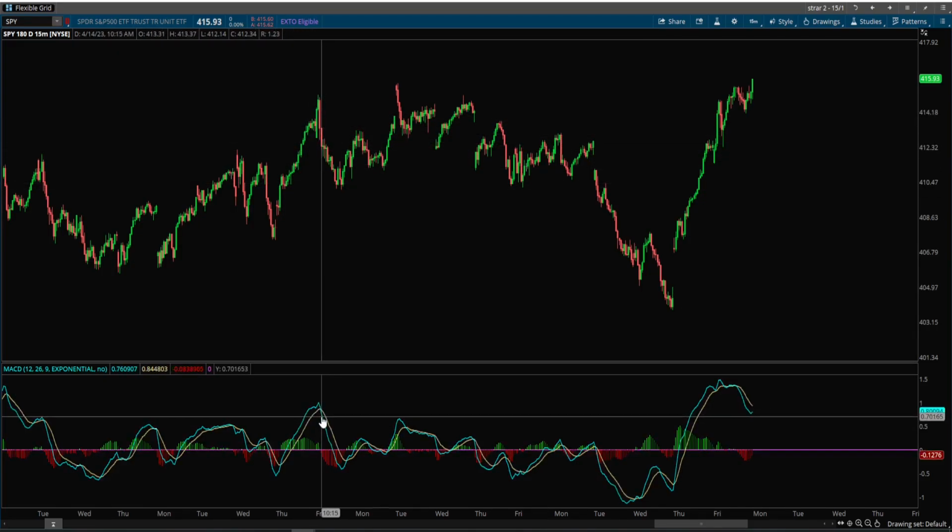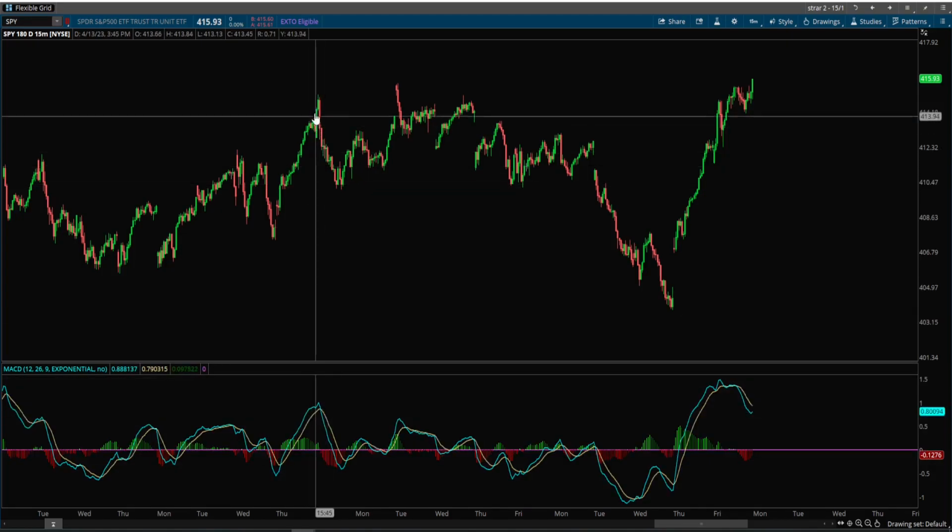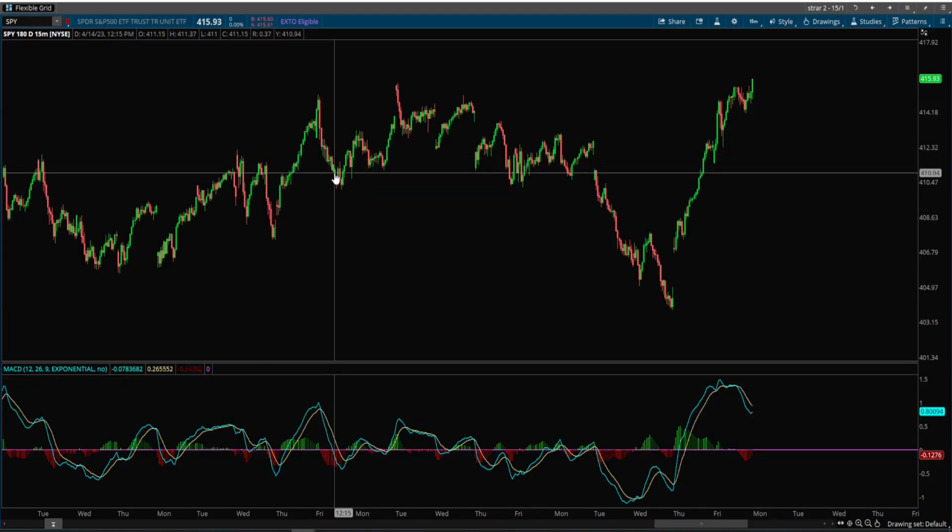Getting a MACD cross here, it was in bullish territory, but we're on higher time frames here, like 15 minutes, so the crosses are going to be more significant. As you can see, getting a cross to the downside here did lead to a downtrend in price.